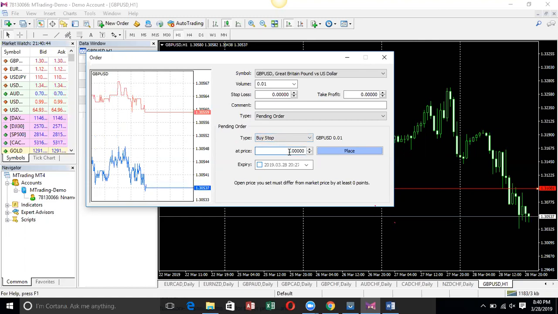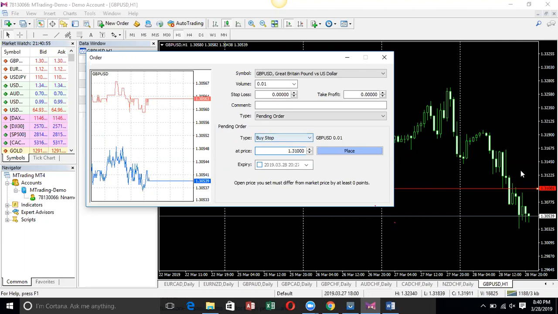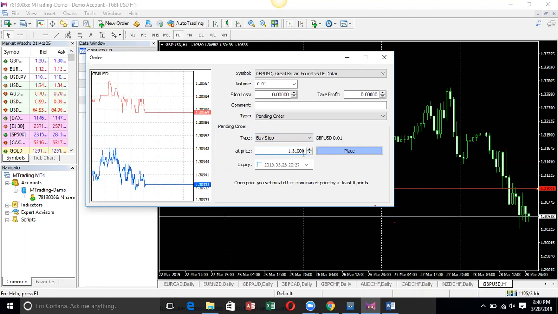My ask price is 1.3100. Are we following? So my ask price is above the current market price, and that is why I selected buy stop. I've just typed my ask price. Are we following? So what is this expiry for?